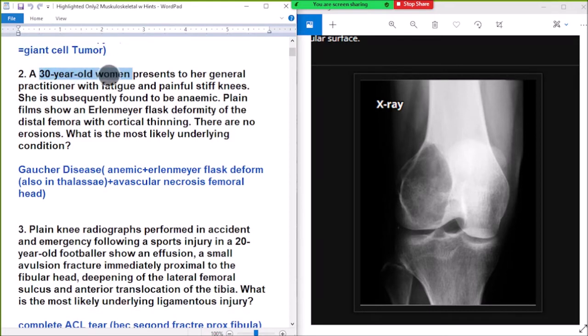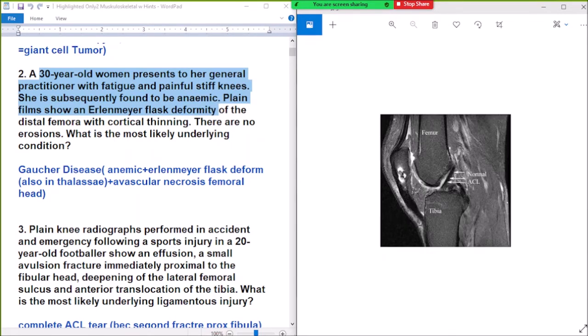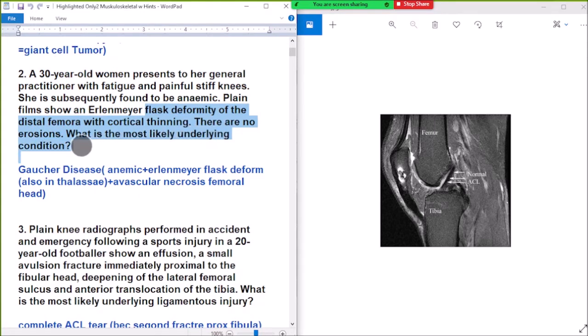Question number 2. A 30-year-old woman presents with general fatigue and painful stiff knees. She is subsequently found to be anemic. Plain film shows an Erlenmeyer flask deformity of the distal femur with cortical thinning. There are no erosions. What is the most likely underlying condition? Gaucher disease. When the patient has anemia and Erlenmeyer flask deformity, most likely the diagnosis is Gaucher disease. Erlenmeyer flask deformity is also seen in thalassemia, but Gaucher disease is more likely to have anemia and Erlenmeyer deformity.